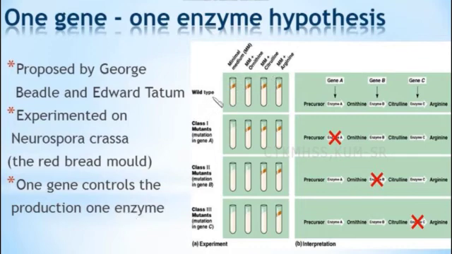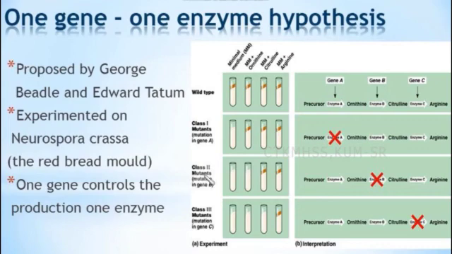Now, look at this diagram. This is wild type. Wild type means the gene which has not undergone any change. This contains the minimal medium, ornithine, citrulline and arginine. Gene A is responsible for the production of ornithine, gene B is responsible for the production of citrulline and gene C is responsible for the production of arginine. Now, in class 1, a mutation takes place in gene A. What happens when gene A is mutated? The particular enzyme fails to be produced.